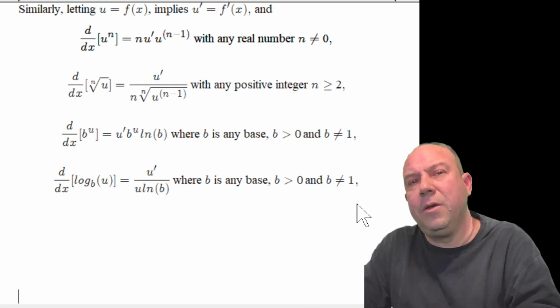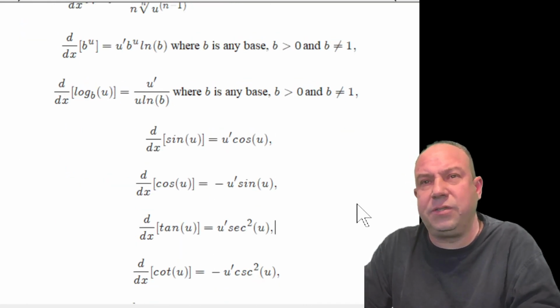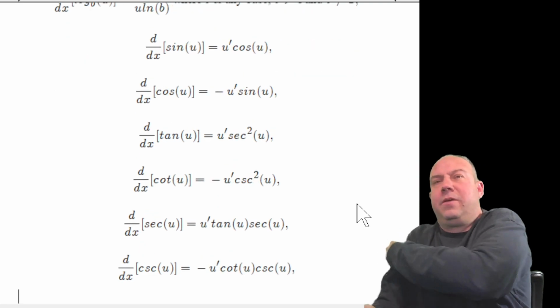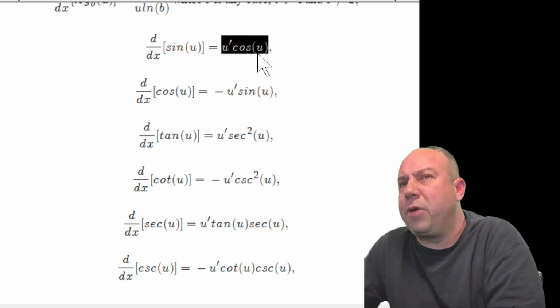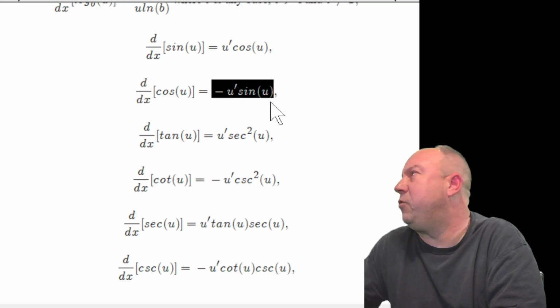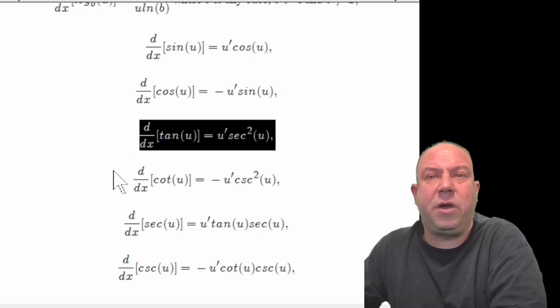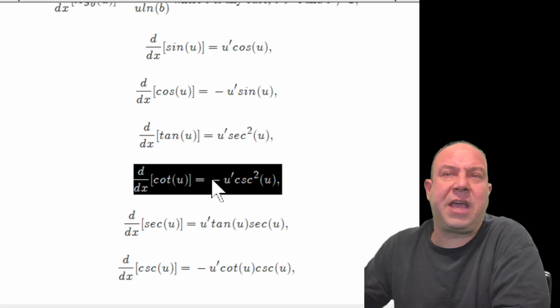All right. This rule can be presented in general for our 6 trig functions, as we see here. The derivative with respect to x for the sine of u is simply u prime cosine u, whereas the derivative with respect to cosine u is negative u prime sine u. The derivative with respect to x for the tangent of u is u prime secant squared u, whereas the derivative with respect to u for the cotangent of u is negative u prime cosecant squared u.